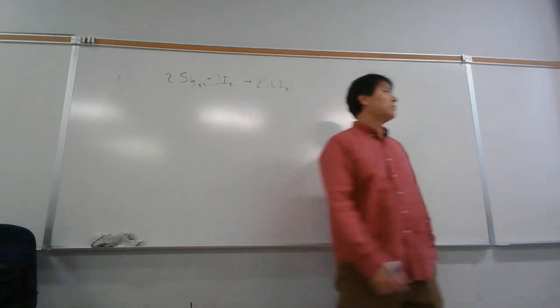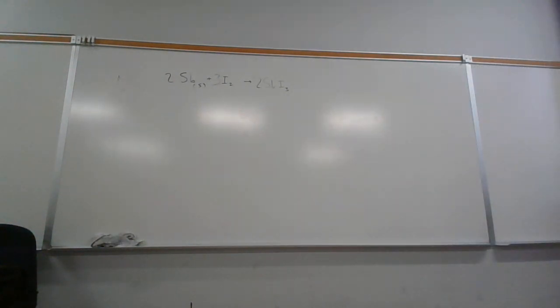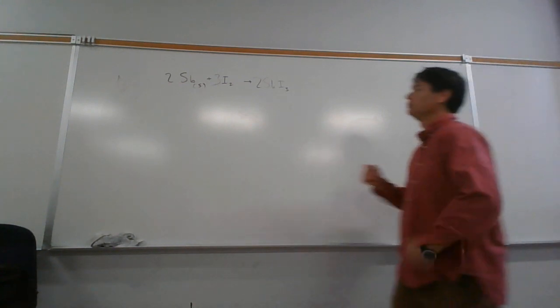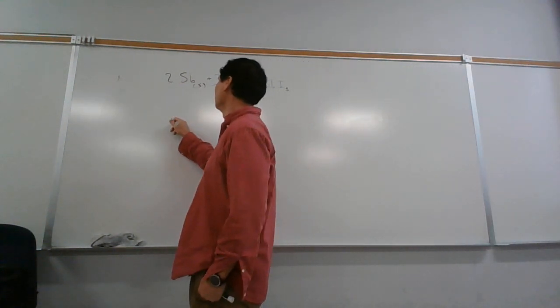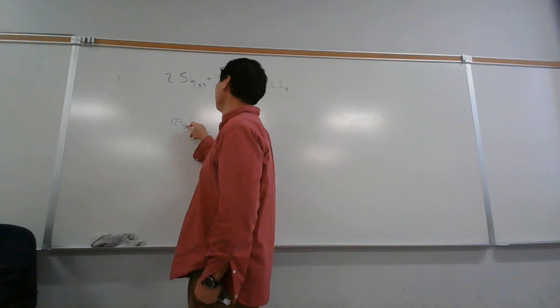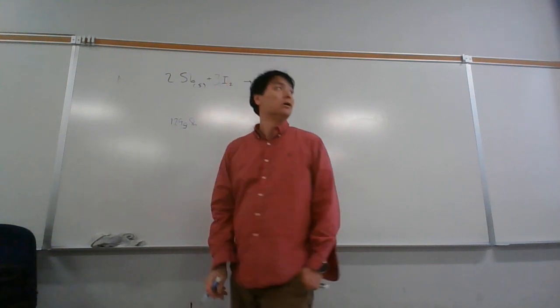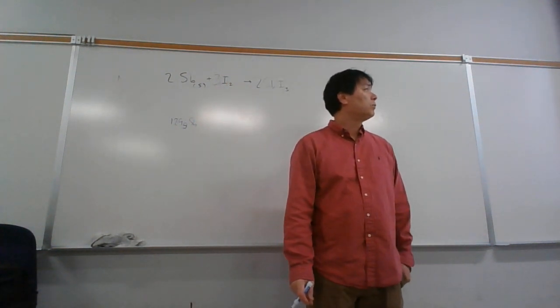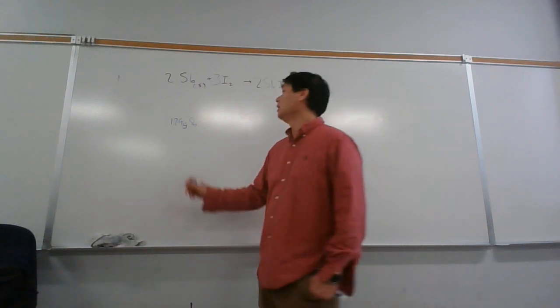In this particular problem, they give us both. They give us antimony, 129 grams, and 381 grams of this. So 129 grams of Sb and 381 grams of I2.